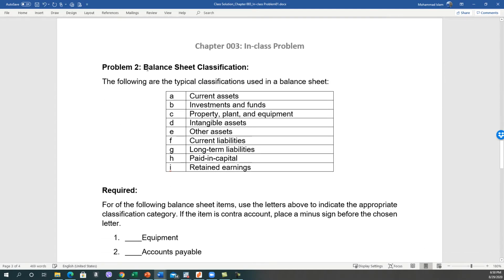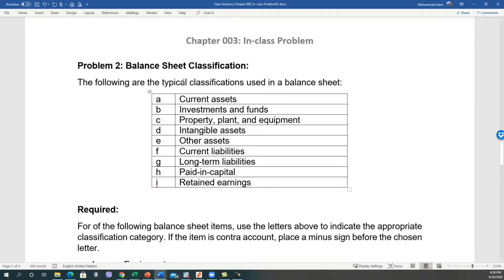So this is the second problem from our chapter 3.1. In this problem we can see the balance sheet classification. We have already discussed the different types of assets and liabilities that we usually record in our balance sheet. So this problem is related to that. The following are the typical classifications used in a balance sheet.